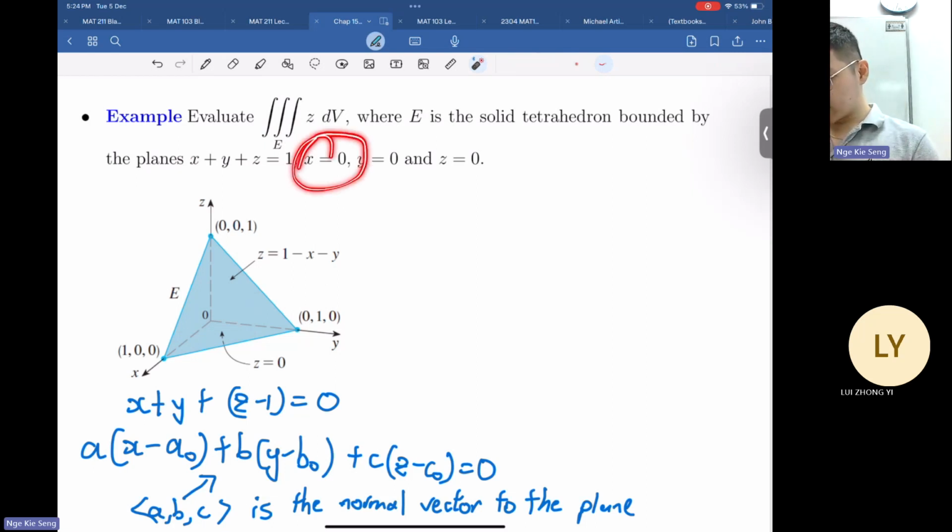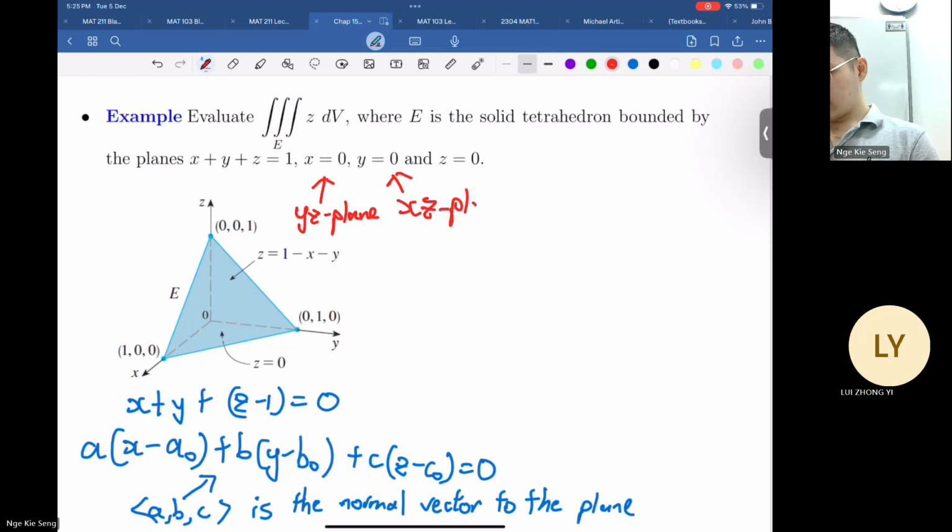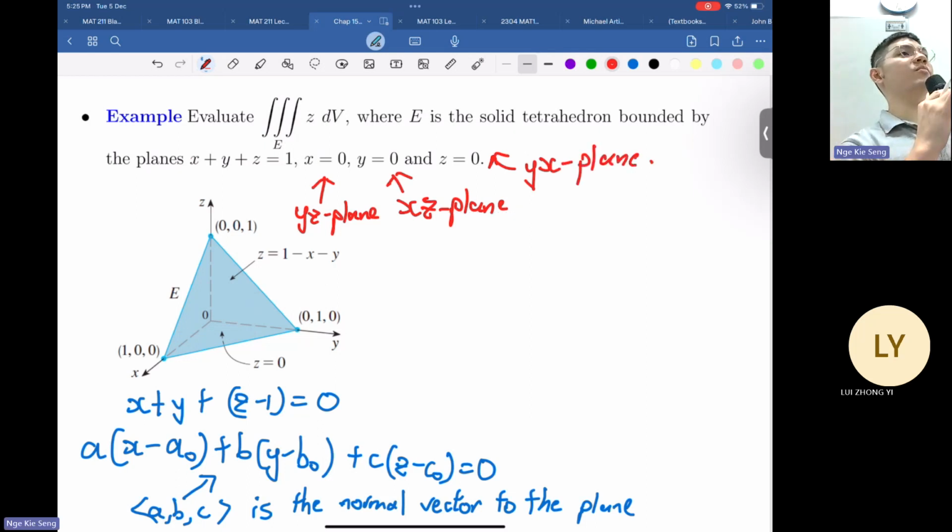So x equals 0. Where is x equals 0? x equals 0 refers to which plane? YZ plane, correct. How about y equals 0? XZ plane, correct. And z equals 0 refers to the XY plane. So the XY plane is particularly easy to see because z equals 0, meaning what? There's no height, so it's the XY plane.